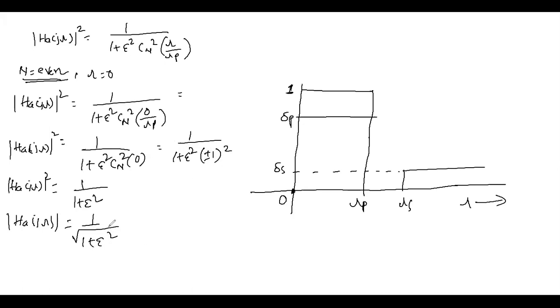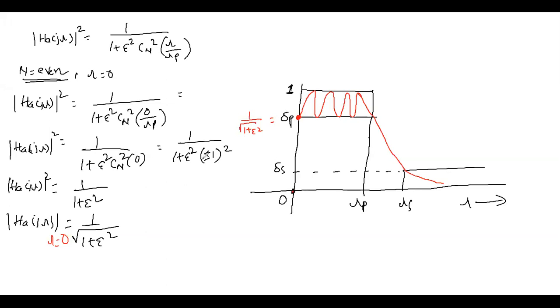Now where the ripple will start, because this is for omega equals 0. Yes or not? Omega equals 0. So where will the ripple start? The ripple will start at 1 by root over 1 plus epsilon square. So this is your 1 by root over 1 plus epsilon square. So the ripple will start from here. This is very, very important.